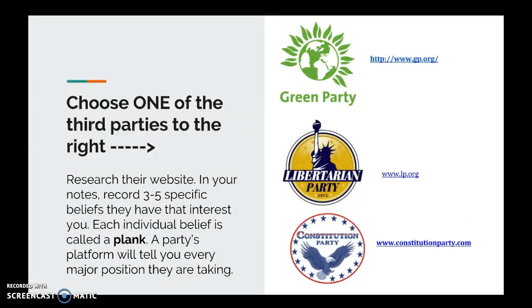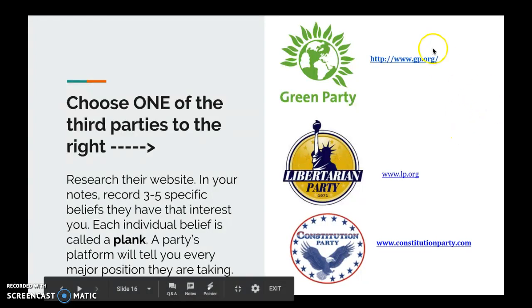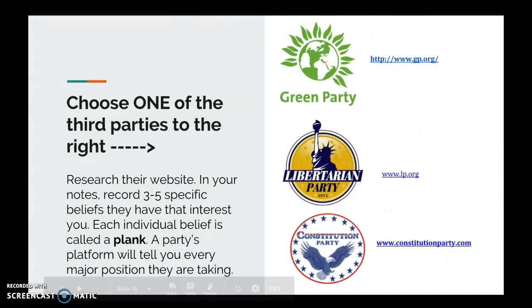Finally, after you've finished your T-chart, I want you to choose one of these third parties over here on the right to research briefly. You can go to their website, and in your notes, just record 3 to 5 specific beliefs they have that interest you. Just an FYI, an individual belief is called a plank. And if you go to the part of the website which tells you about the party's platform, that will tell you basically every position that they take on any major position. All right, that's all I have for you.